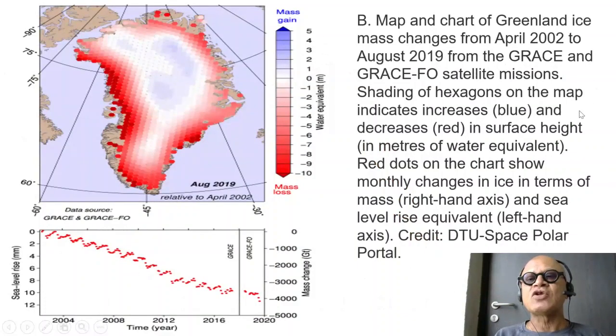Here is a map and chart of Greenland ice mass changes from April 2002 to August 2019, and you can see that there is the mass change in gigatons again, and this is the equivalent sea level rise in millimeters. So that's the number I was mentioning.